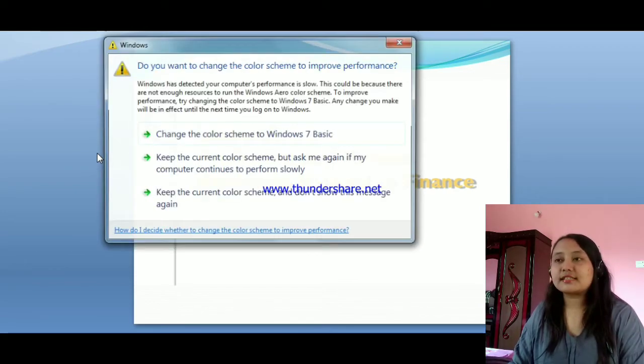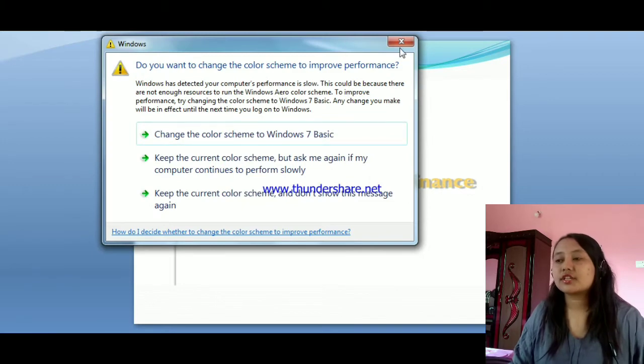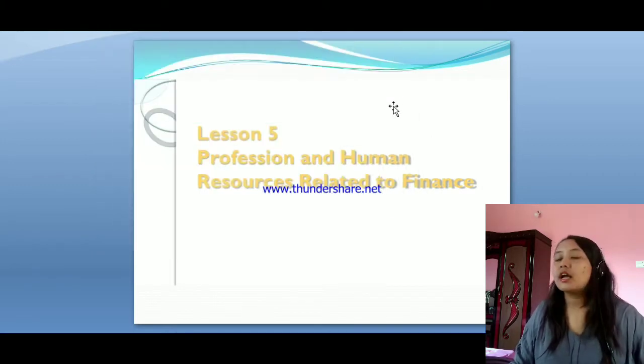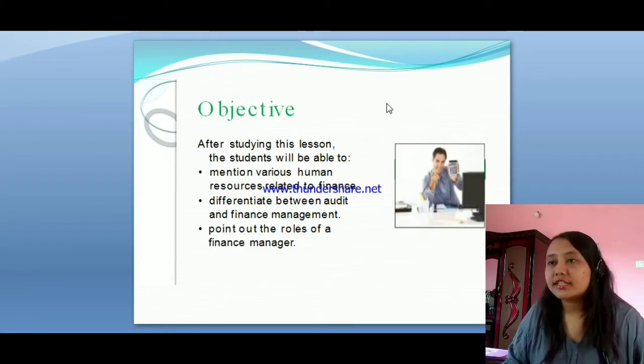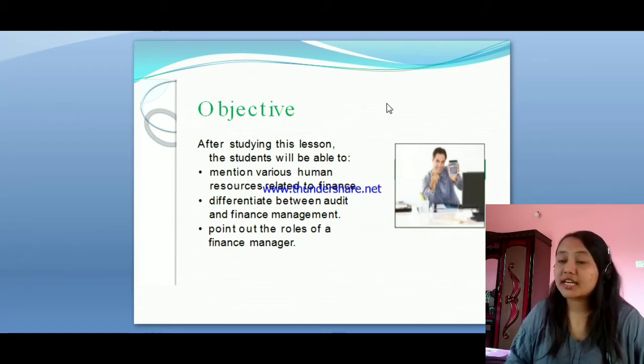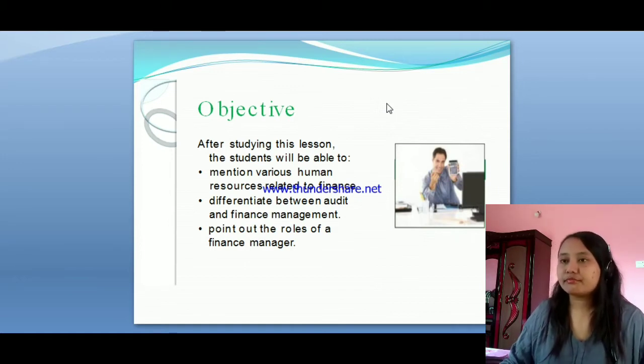So finance is the backbone of any organization, and the study related to finance will help an organization to run smoothly and to operate every management effectively.